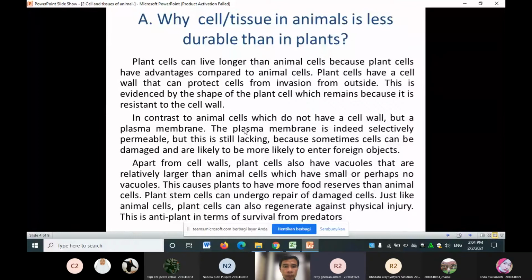Apart from cell wall, plant cells also have vacuoles that are relatively larger than animal cells, which have small or perhaps no vacuoles. This causes plant to have more food reserve than animal cell. Plant stem cell can undergo repair of damaged cell. Just like animal cell, plant cell can also regenerate against physical injury. This is an advantage for plants in terms of survival from predator.